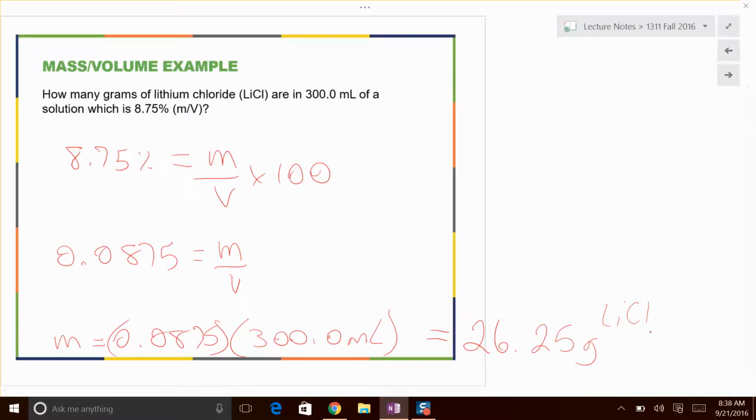So this is a practical question, because if I want to make this concentration in 300 milliliters, then I simply do this, and then I know I need to go weigh out 26.25 grams of lithium chloride, put it in 300 milliliters, not of water, but final volume 300 milliliters. So I would probably dissolve it into 100 and then dilute to 300 in the end. And I would know the percent mass of it, 8.75% mass per volume. So that's a practical way to apply this.